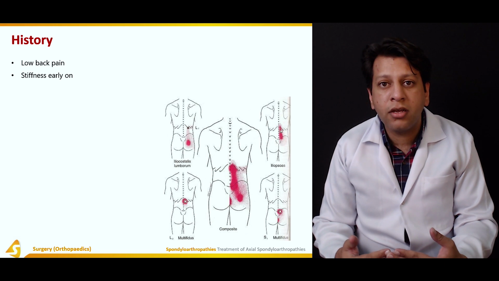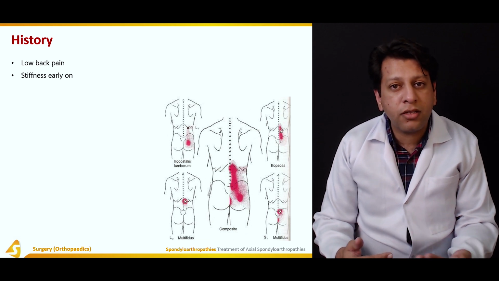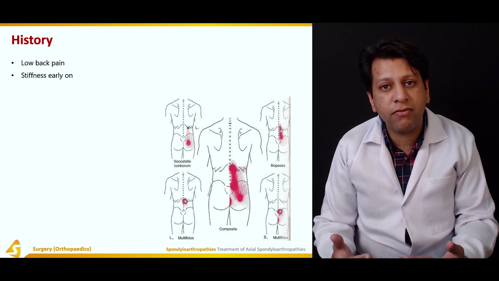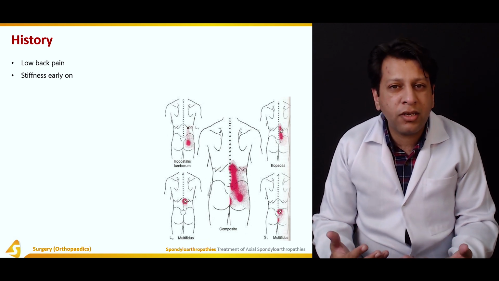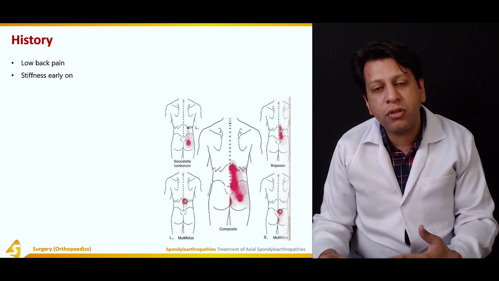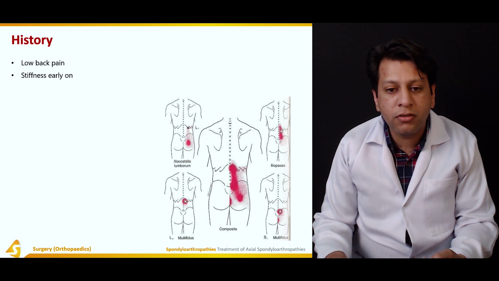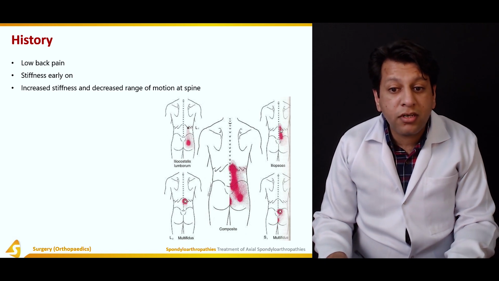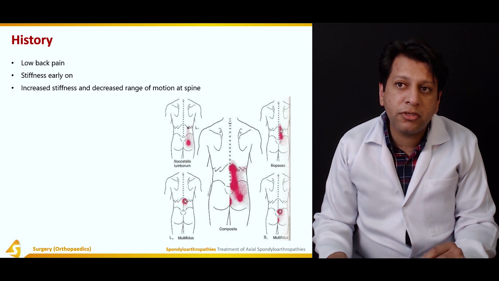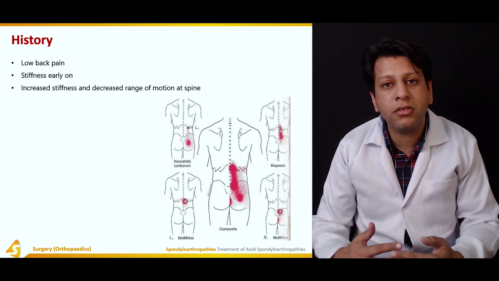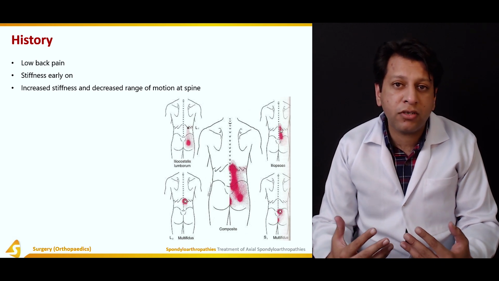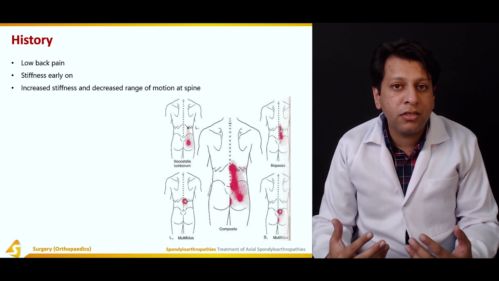flexion actually gets problematic. If the patient is an active mover, they usually tend to limit their activities as well, and this is to compensate for the back pain they get when they are moving around. There is increased stiffness and decreased range of motion at the spine. This is a gradual process: as the stiffness increases, the range of motion decreases and their activities of daily life get limited by this problem.